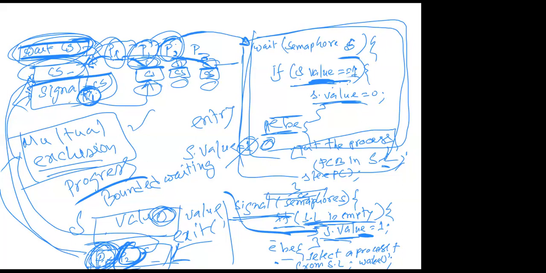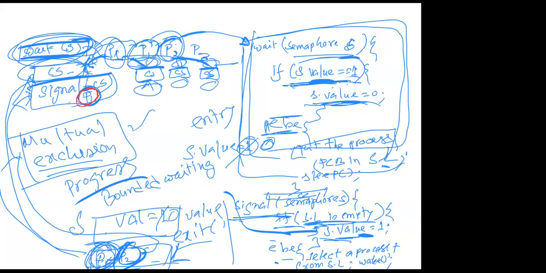Let's see process P1 at first trying to enter the critical section. What will it do? Let's say the semaphore value is always 1 at the initial value. Process P1 calls the wait function, and here it will find the value is 1. So it will make the value 0, and process P1 will enter the critical section.